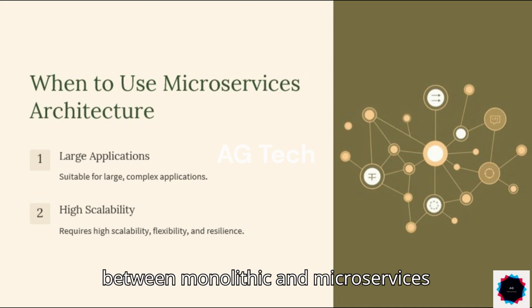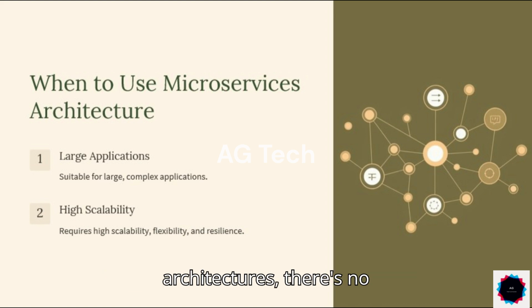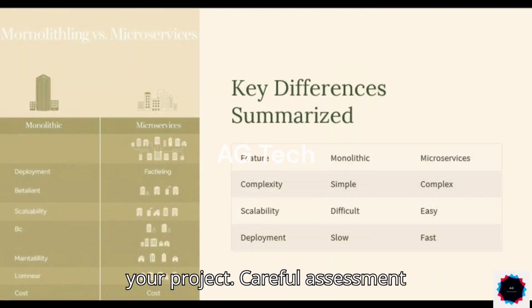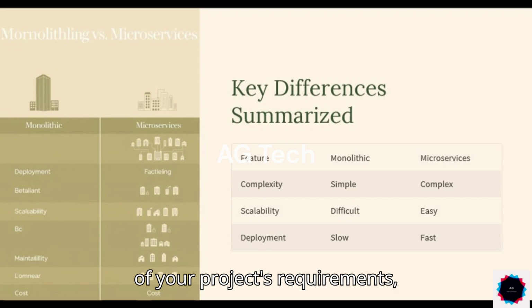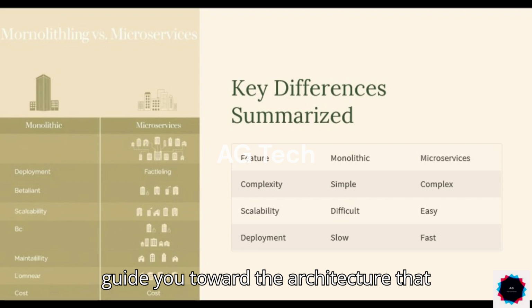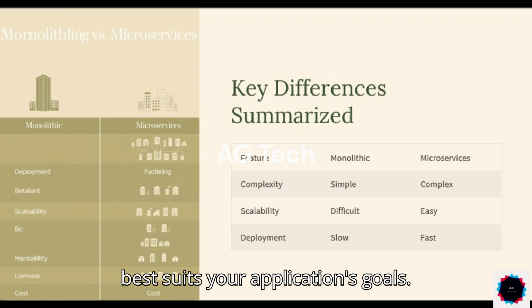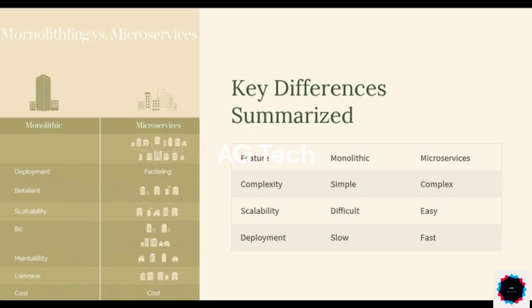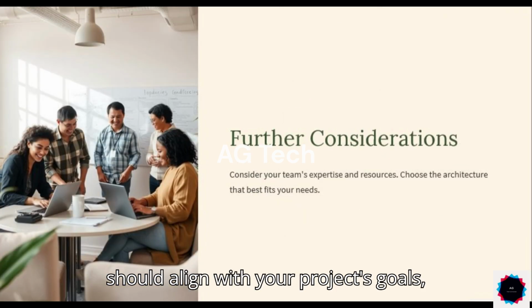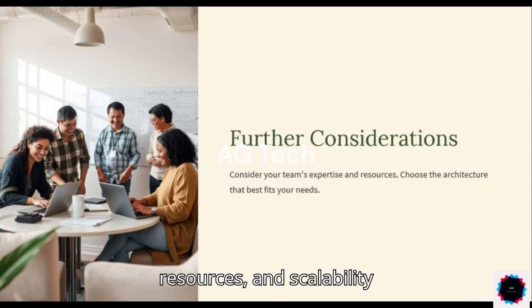In the debate between monolithic and microservices architectures, there's no one-size-fits-all answer. The choice depends on the specific needs of your project. Careful assessment of your project's requirements, constraints, and future growth plans will guide you toward the architecture that best suits your application's goals. Ultimately, the architecture you choose should align with your project's goals, resources, and scalability requirements.